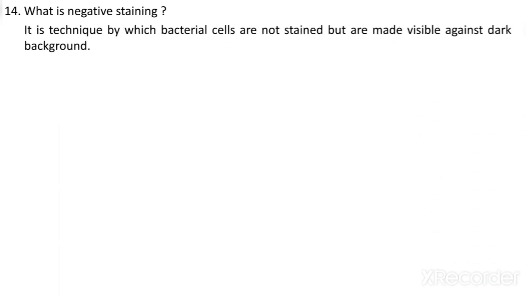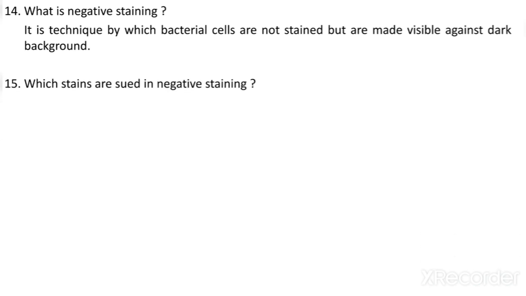Now see, negative staining is a technique by which bacterial cells are not stained but are made visible against the dark background. In the negative staining technique, we can use nigrosin or Indian ink. Because of that, the background of the cell will be stained and the bacterial cell will be decolored. The bacterial cell won't be colored, won't be stained, it will be colorless only. So under the 100x we can observe the colored background and the colorless bacteria.